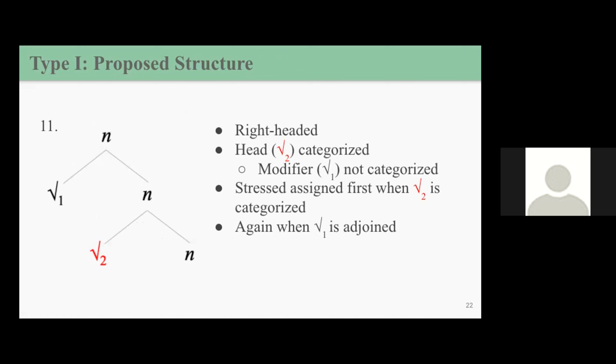And then in my theory, the stress would be assigned first when root 2 is categorized, and then again when the second one is adjoined. And either you can say that stress is rewritten or overwritten, or you can say there's secondary stress and then secondary stress is gotten rid of phonologically. That doesn't really make any difference for Welsh, so I don't know if I should talk about that difference in analysis.